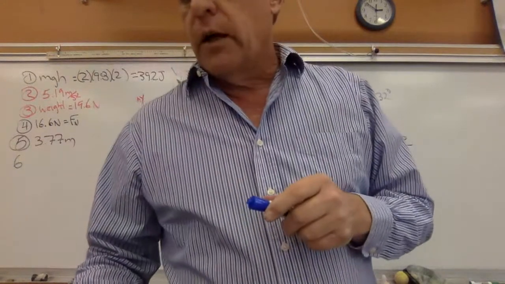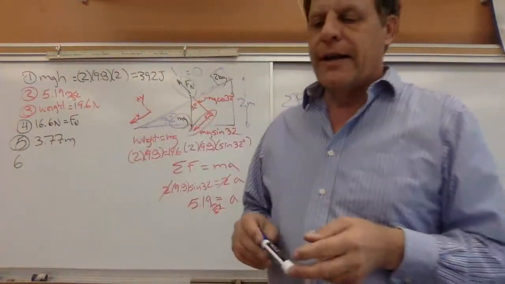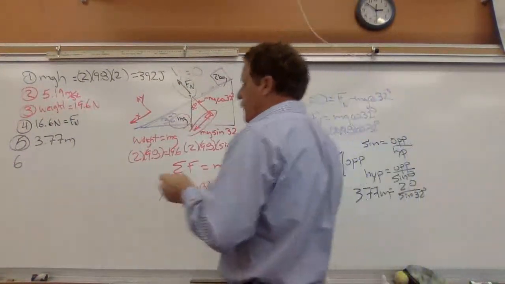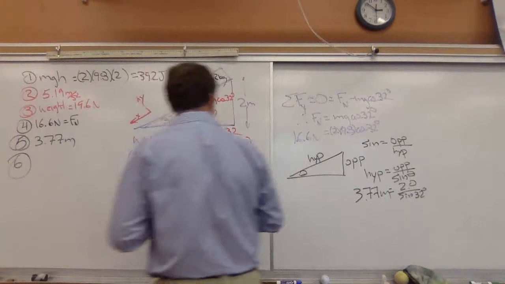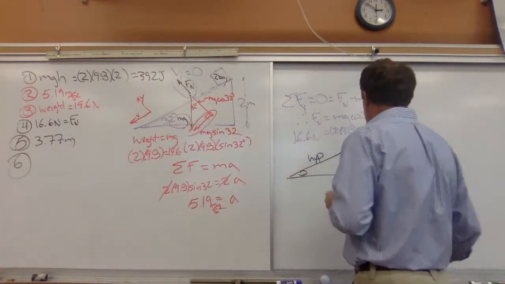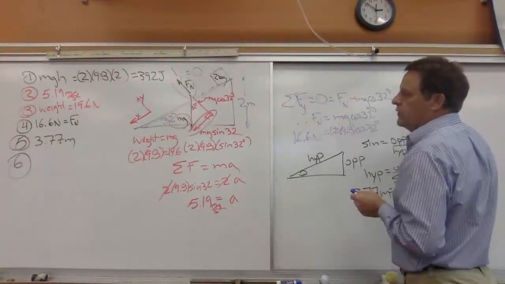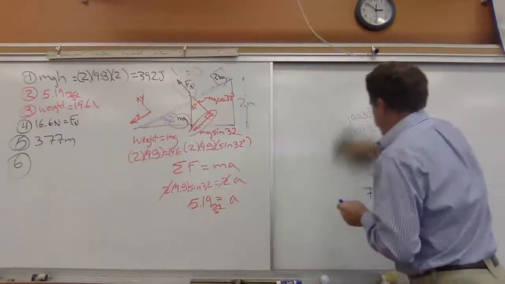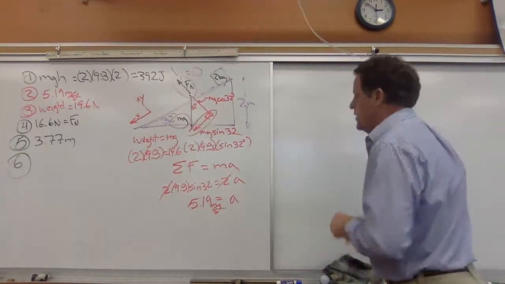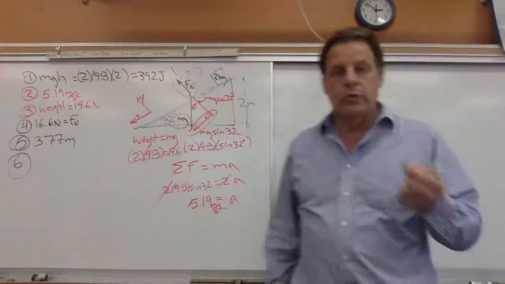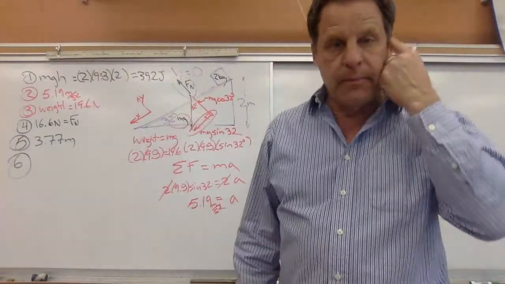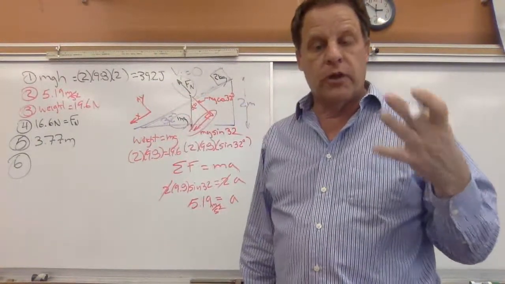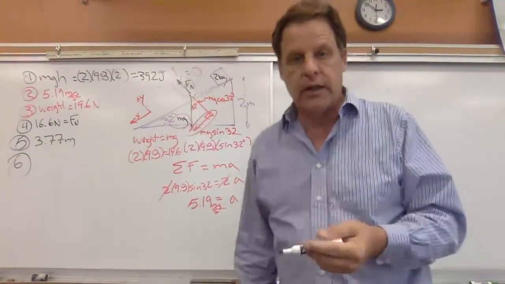Okay, question 6. How long would it take the block to slide down the ramp if it was frictionless? If it was frictionless. Okay, so now we have a lot of this information. Now we're going to go back to our kinematic equations. And remember, as long as we have 3, we can figure out everything else.